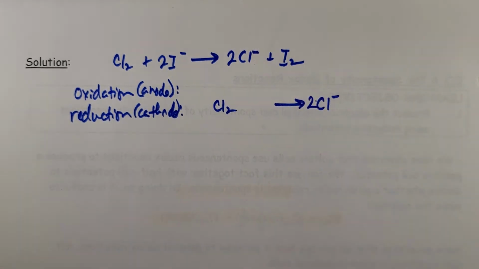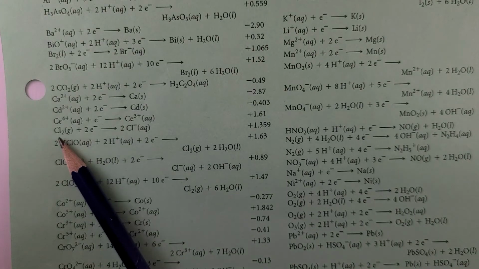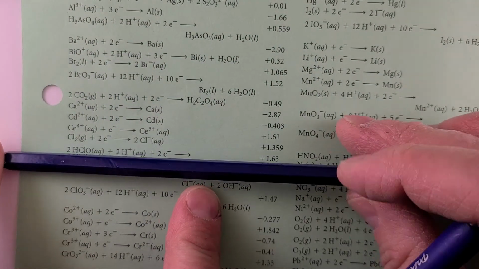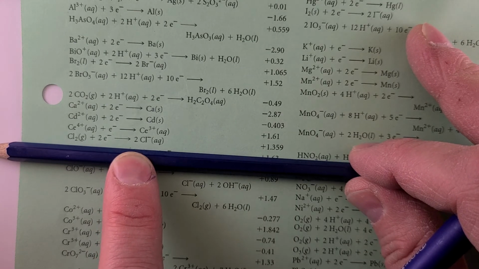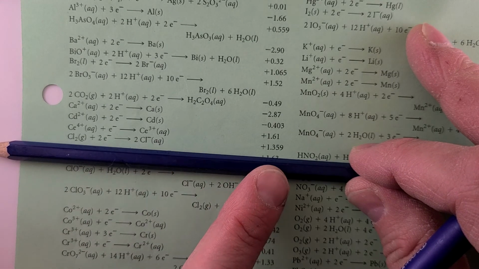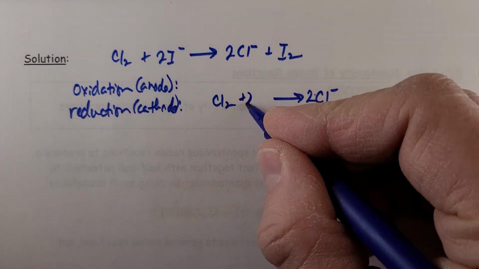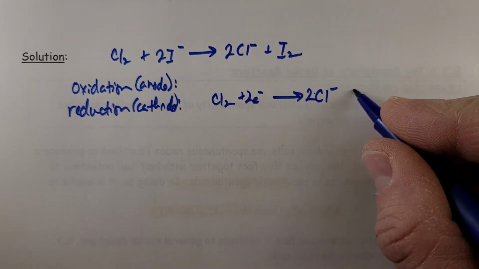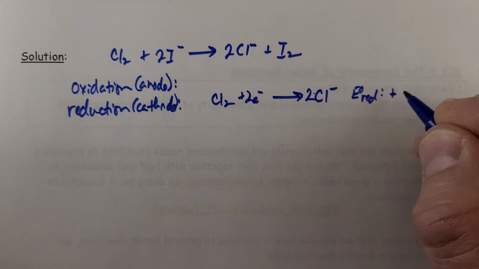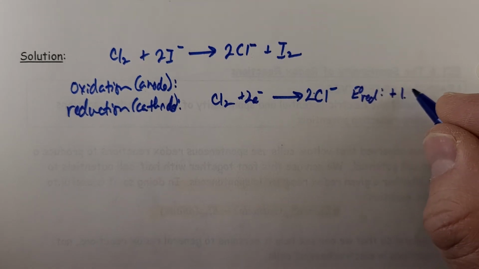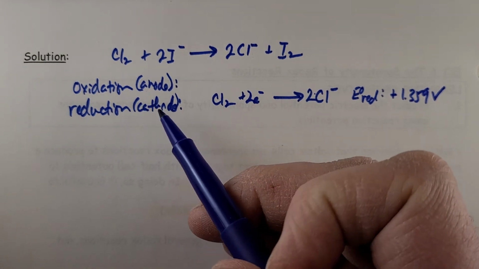And of course it's 2. Let's look this up. Cl2, chlorine going into chlorine ion. Chlorine, right here it is. So chlorine gas going to the chloride ion. So it's plus 2 electrons, plus 1.359 volts. And that means the other one must be the anode.